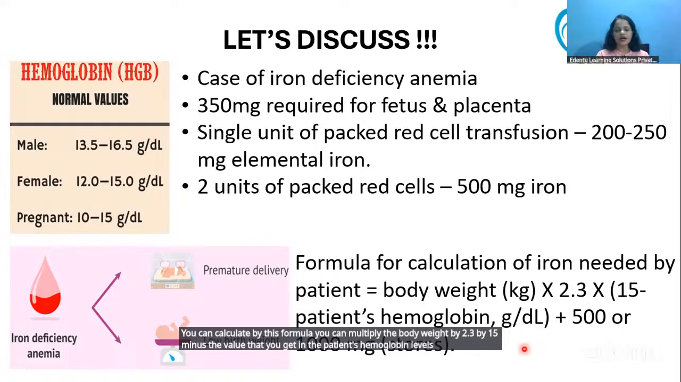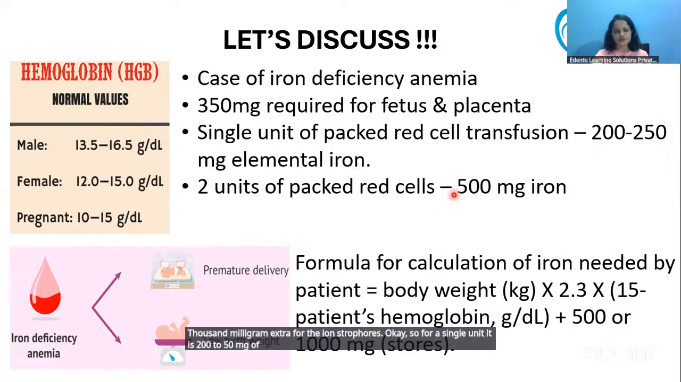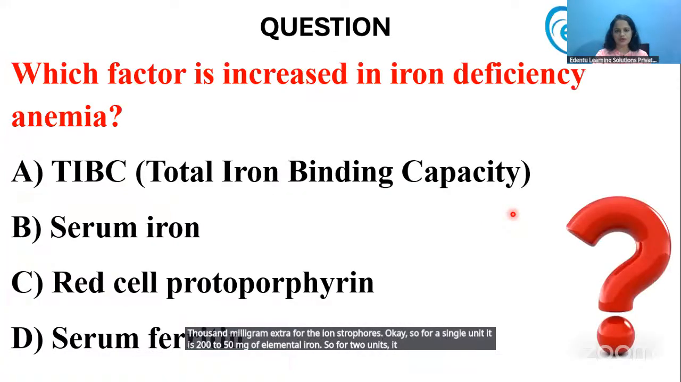That will give a rough idea of how much iron is needed by the patient. To that particular formula, you can add an extra 500 or 1000 milligrams for the iron stores also. For a single unit, it is 200 to 250 mg of elemental iron. So for 2 units, it will usually be 500 mg of iron.